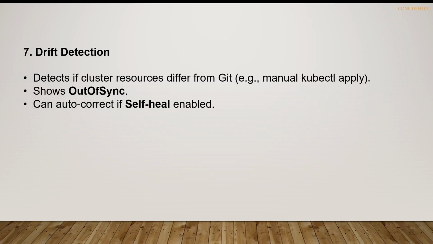And then the next topic is drift detection. It detects if cluster resources differ from Git, and it also shows out of sync. Currently we are seeing out of sync, right? So we will see similar issues. It can autocorrect if self-heal is enabled. In case there is some issue and you have enabled self-heal, then it will automatically fix the issue and try to bring the environment back to the normal state. And this drift detection is one of the key features in GitOps tools like Argo CD or Flux CD, whatever it is. So why is this so famous?